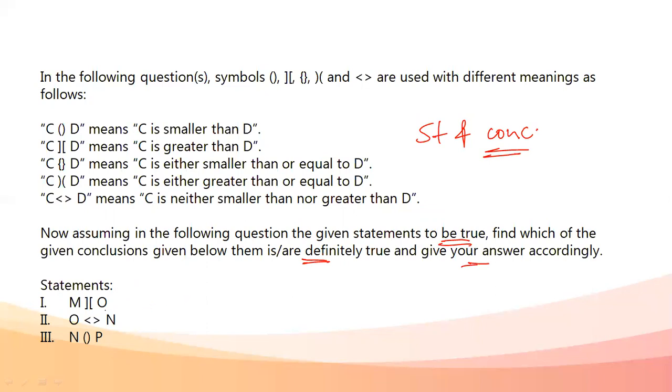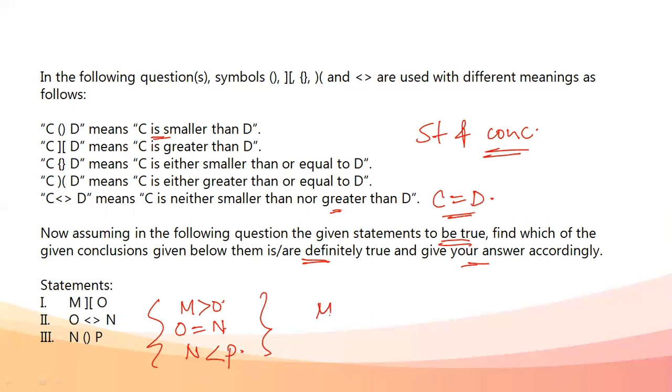So M square bracket O actually means M is greater than O, because C square bracket D means C is greater than D. O triangular brackets N means C is neither smaller than nor greater than D. If it is neither smaller than nor greater than D, that means it is equal to D. So it actually becomes O is equal to N. And N circular brackets P means C is smaller than D, that is N is smaller than P. So what finally my answer comes out is M is greater than O is equal to N is greater than P.